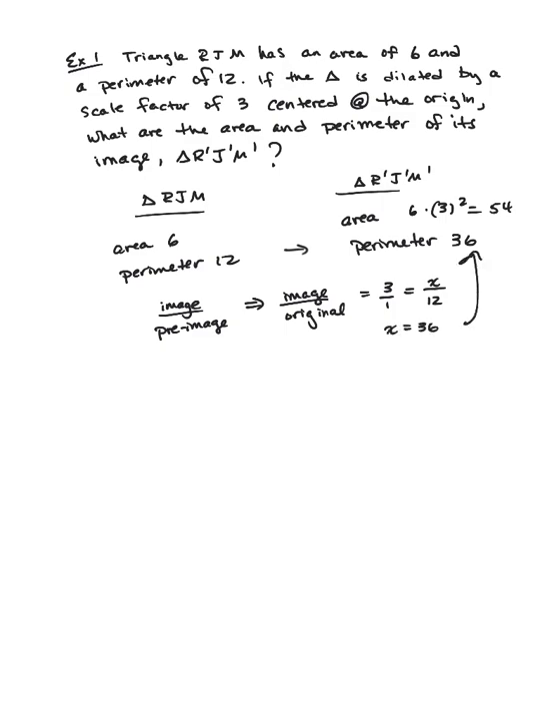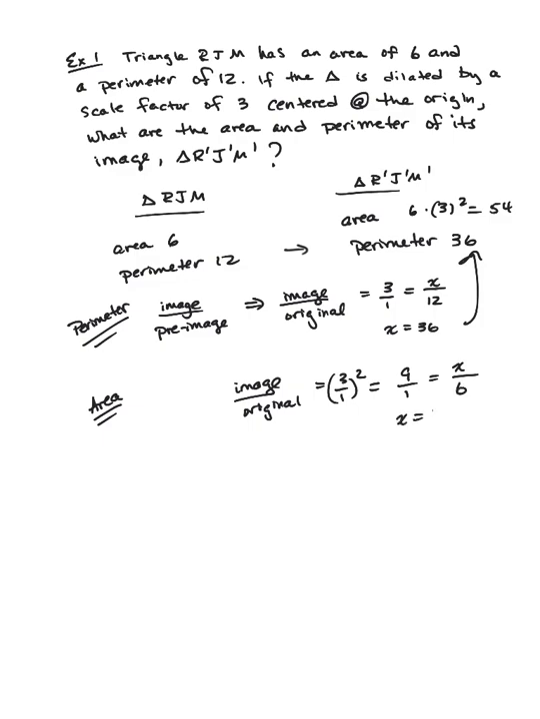That's another way you could do it. And then you could do the same thing for the area, okay? Except that when you do, this is for the perimeter. When you set up your proportion for the area, the difference is going to be when you do the image over the original, you're going to square the ratio. So we get 9 to 1 equals the area of the image over the original area, which is 54. That's another way you can set it up. So whichever way you find is easier.